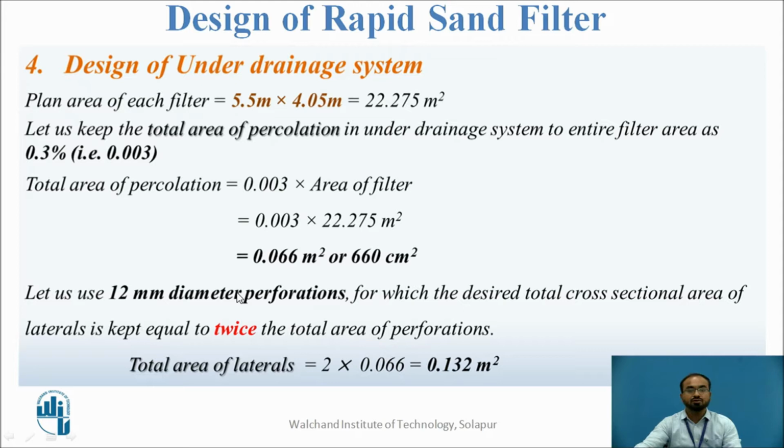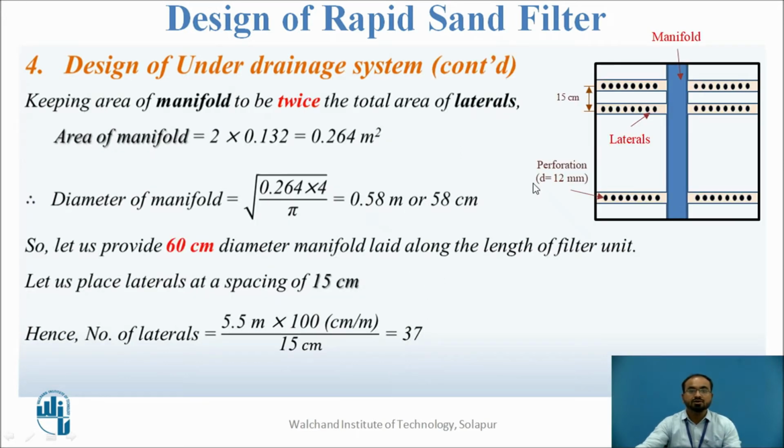Now we have to provide laterals and manifold, and to do that we will use a conventional method: the total cross sectional area of laterals will be kept twice the total area of perforations. So the total area of laterals will become 2 into 0.066, which will come to about 0.132 meter square. Here you can see in the diagram the laterals and manifold have been provided, but we don't know their specific sizes.